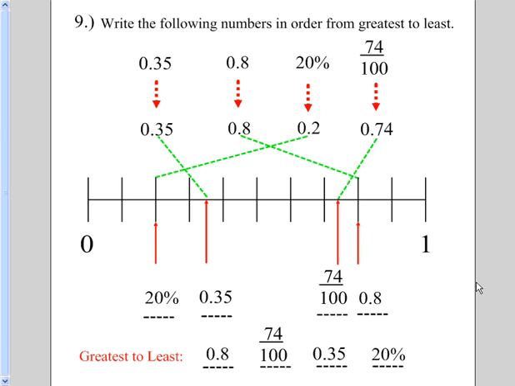Go ahead and try the practice problem for homework quiz number 16, week number 16, and question number 9.